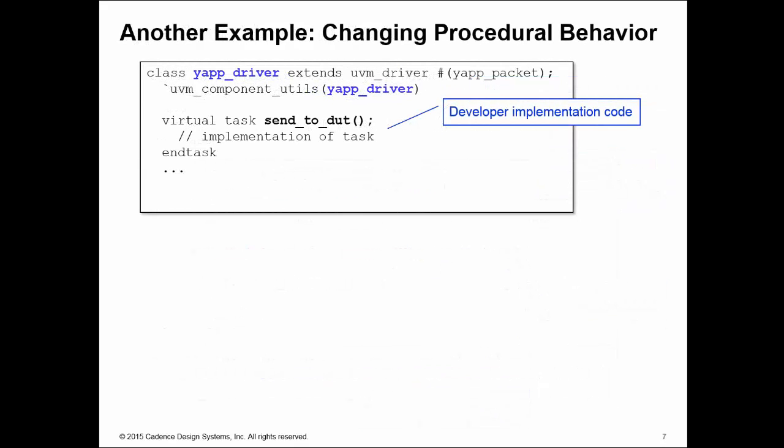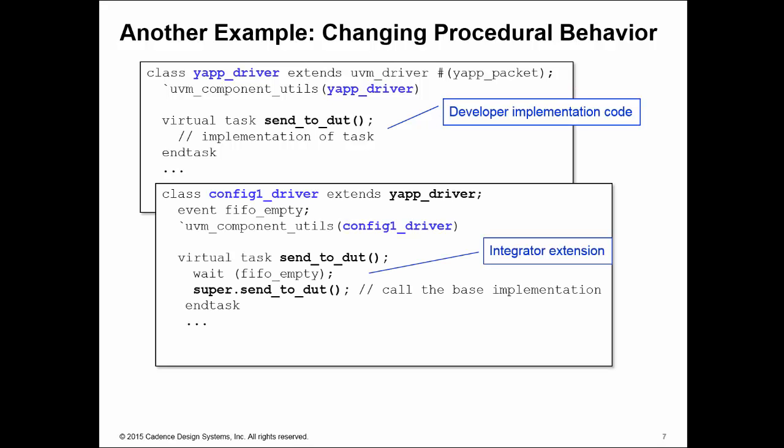Now, you don't only have to use the factory for data items, we can also use the factory for component items. And this makes it very easy to customize or modify a reusable block. So for example, here in my YAP driver component, I have a sendDUT, which has an implementation for a protocol which drives data items into my design under test. But for some reason, that protocol doesn't do exactly what I want, and I want to modify it.